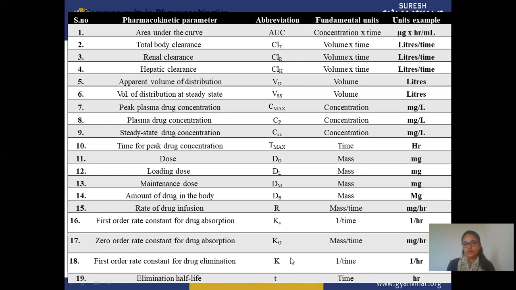And the unit is in R. These are the abbreviations of some pharmacokinetic parameters according to the unit. You should know all these abbreviations and these parameters with their units. So this is regarding the pharmacokinetic parameters.